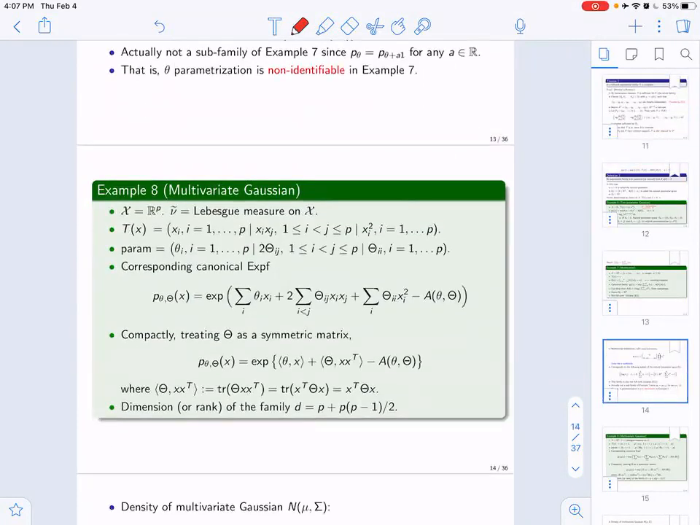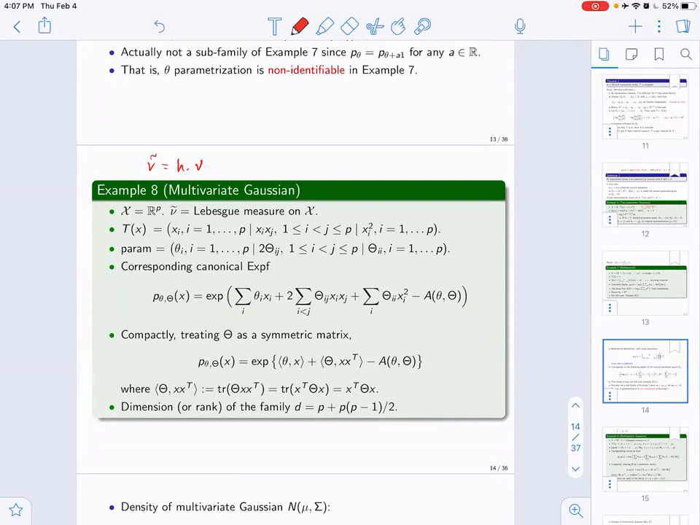Suppose we are now in R to the P, and my underlying measure, which is the combination of h and nu, is the Lebesgue measure. And I form a sufficient statistic. It contains all the coordinates and all the pairwise interactions, and then all the xi's squared. So this gives me all the monomials of degree at most 2: x1 up to xp, x1 x2, x1 x3, and so on, and then x1 squared, x2 squared.